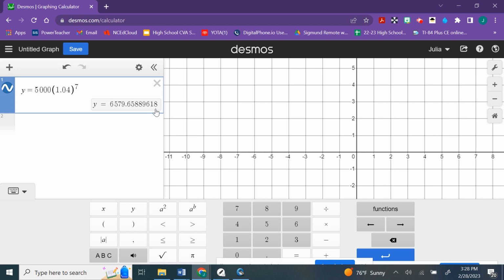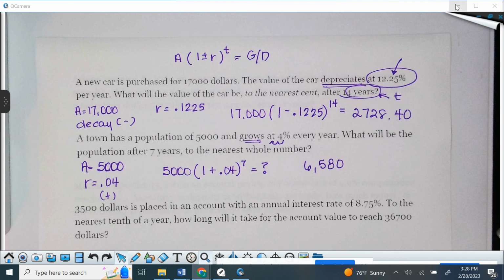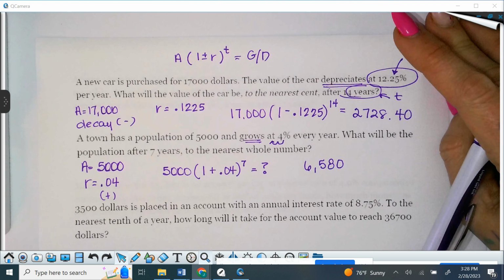6,579.658, but it did say the whole number, so that 6 is going to round this up, so it's going to be 6,580. And that's because people aren't really measured in decimals. You either have a full person or no people, not a 0.25 of people, because that would be weird. So that would be our answer to that guy.